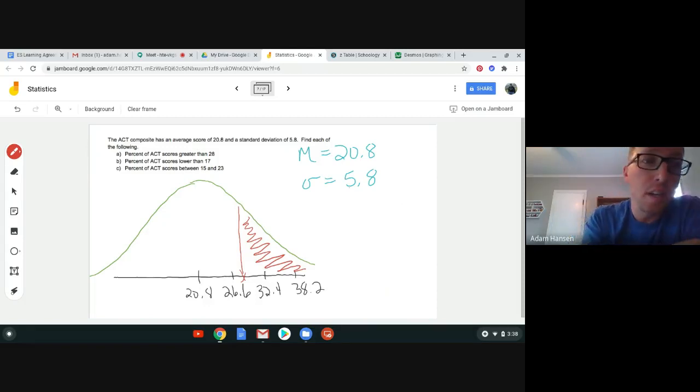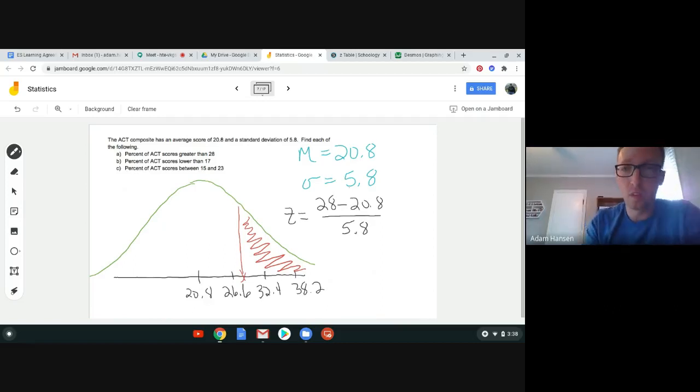But first, let's find how many standard deviations above the mean a score of 28 is. So we first need to figure out how much above the mean. Well, that's 28 minus 20.8. And then in terms of the standard deviation, we'll divide by 5.8. So 28 minus 20.8 divided by 5.8 is a z-score of 1.24.